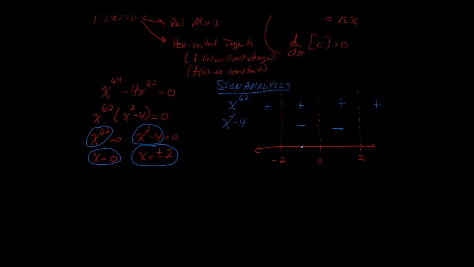So picking a value like negative 1. Negative 1 squared is going to be 1. 1 minus 4 is negative 3. This will be negative as well. Picking a value like positive 1, 1 squared is 1, minus 4 is negative 3. This will also be negative.